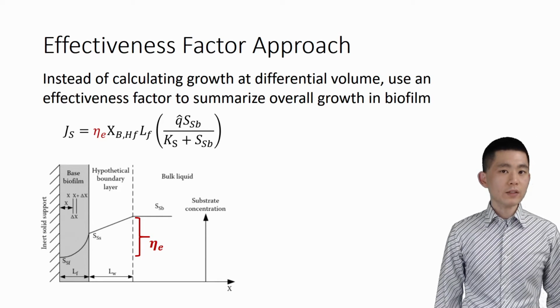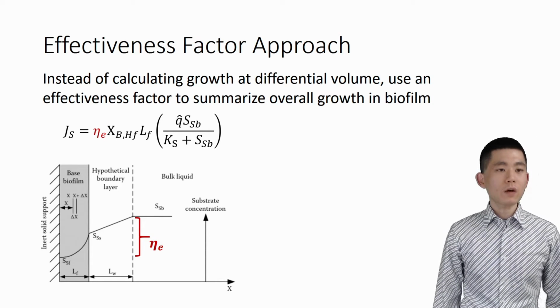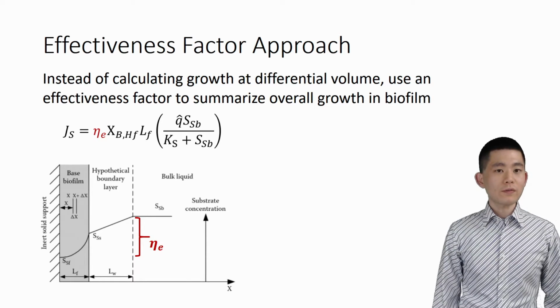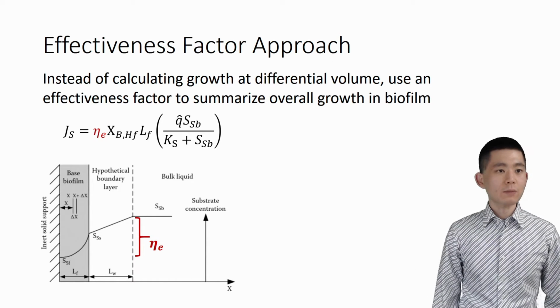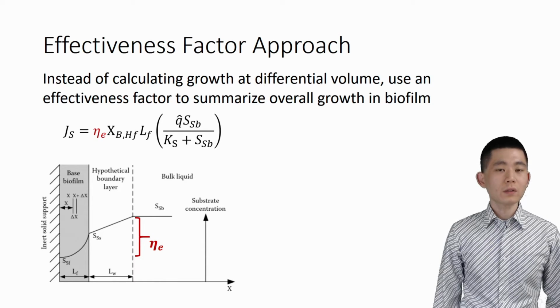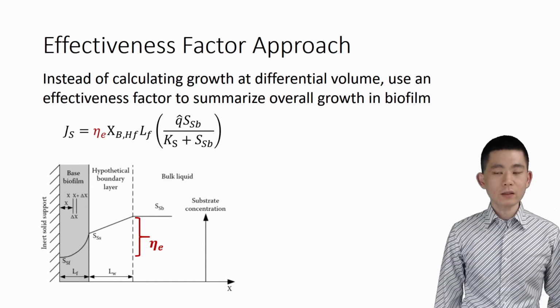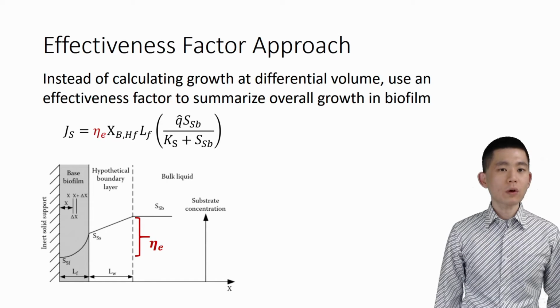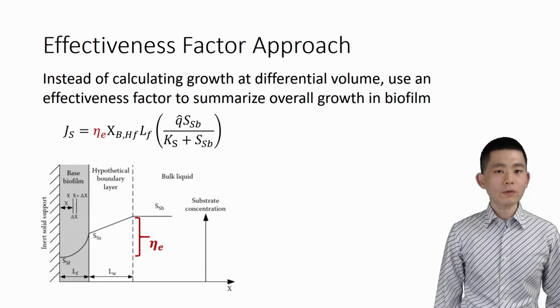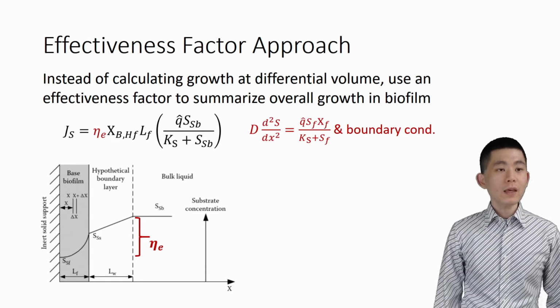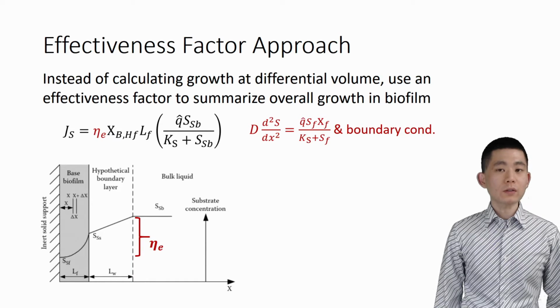There are 3 major approximation approaches we can use. I will cover the effectiveness factor approach now in this class and talk about the other 2 in the next class. The effectiveness factor approach basically summarizes the substrate concentration profile into an effectiveness factor, eta_E, that modifies the overall growth rate in biofilm and uses the bulk solution concentration to calculate the growth kinetics. Eta_E should be calculated from the integration of the substrate concentration profile in the biofilm and boundary layer, but its solution can be simplified.